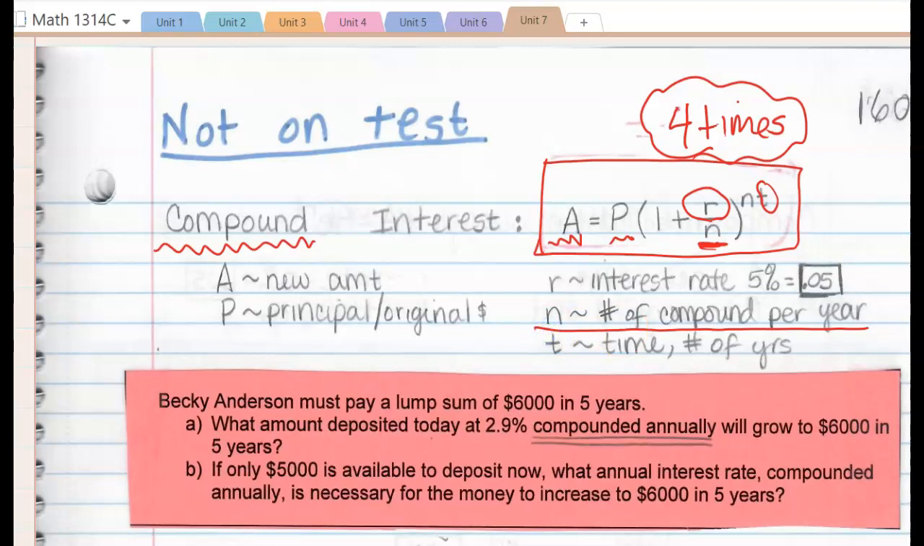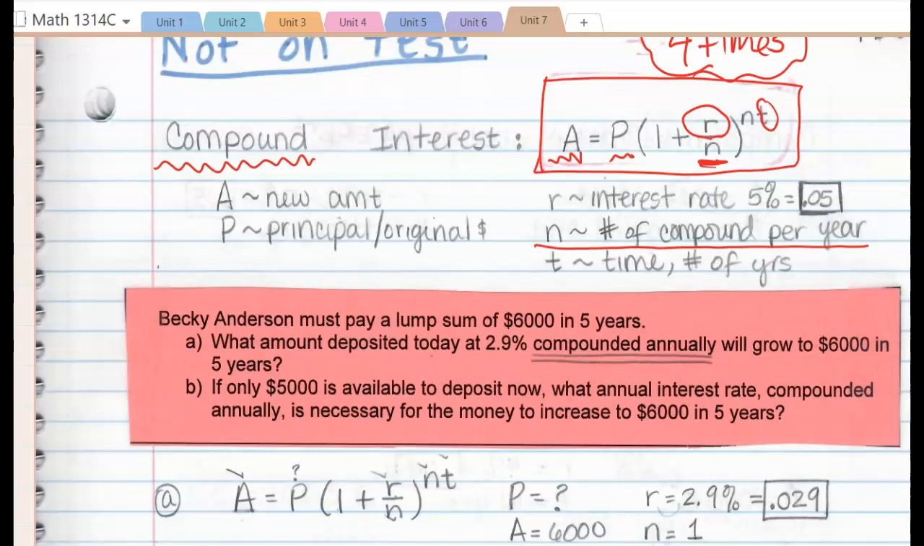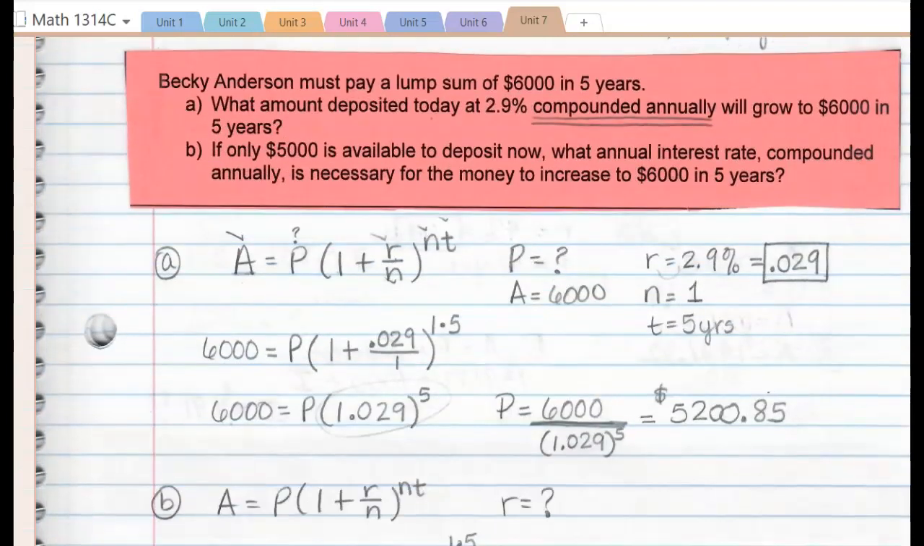So you can see a couple of examples where we have Becky who needs $6,000 in 5 years. So how much money should she put in the account so that it will compound annually, that's once a year, and grow to the $6,000 she needs? So we know how much we need. We don't know how much to start off with.